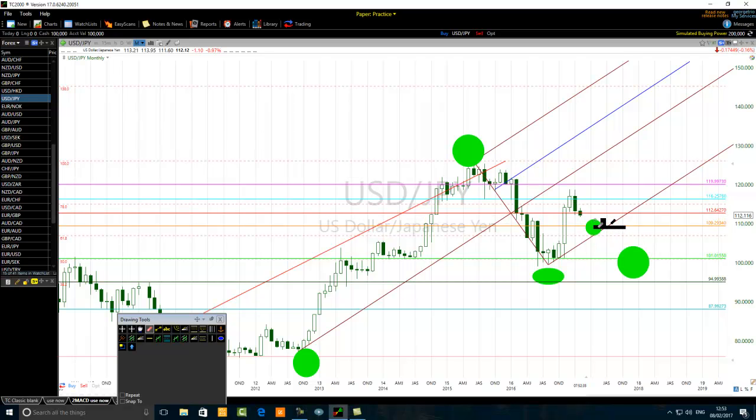The current short-term equilibrium price level for the dollar yen, which we must watch, is 116.25. That's the turquoise line here, 116.25. That level will remain in place up to the end of February 2017, until we have a new short-term equilibrium price level. But the first long-term equilibrium price level is 109.29, which will remain in place throughout 2017.